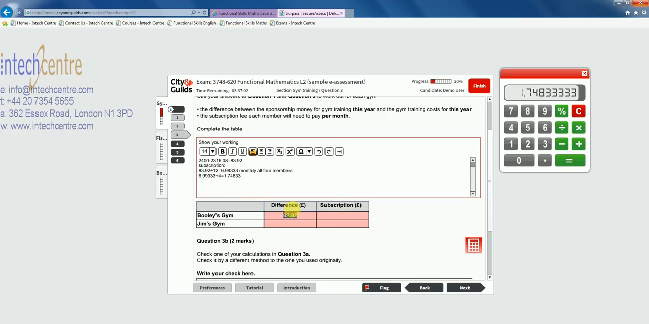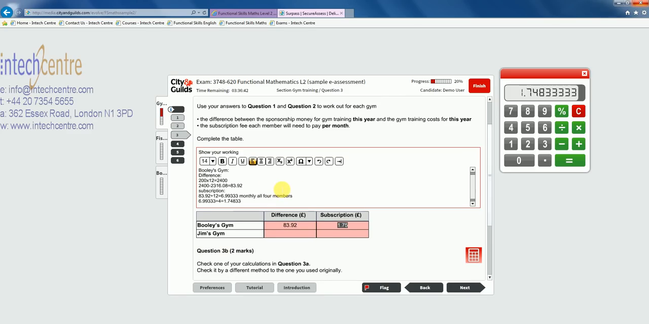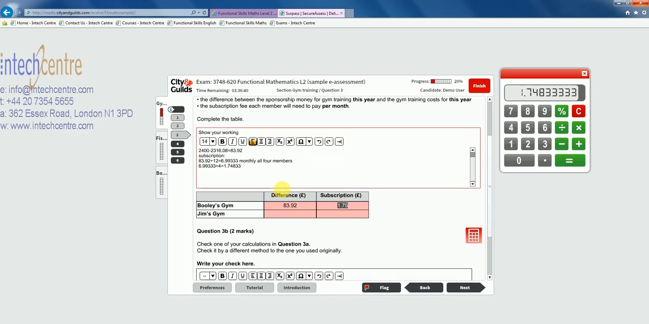But as we're working with money, we need to make sure we round sensibly. So I would put this as £1.75. Okay. So now we do the similar calculations for Jim's gym.